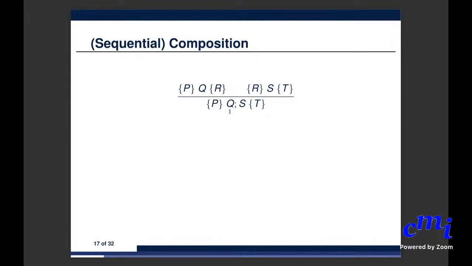One is the sequential command. This says that if Q followed by S is a program which executes Q followed by S, and the whole triple P Q R is true, so starting from P, if you execute Q, R is true, and if you start from R and then execute S, T is true, then when you compose Q and S together in a sequential fashion, starting from P, T ought to be true, because this program execution consists of executing Q followed by S.